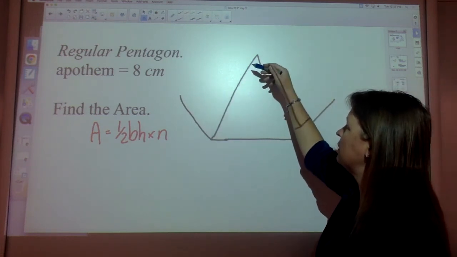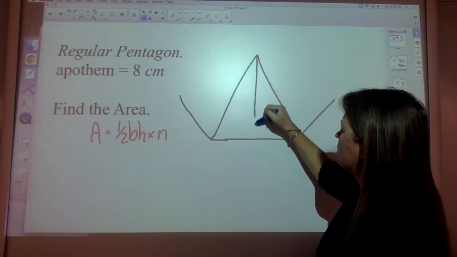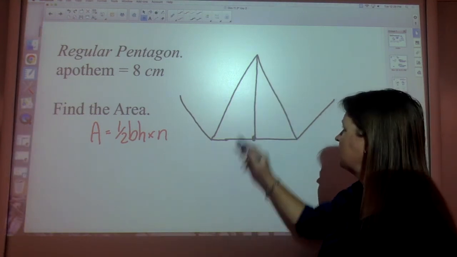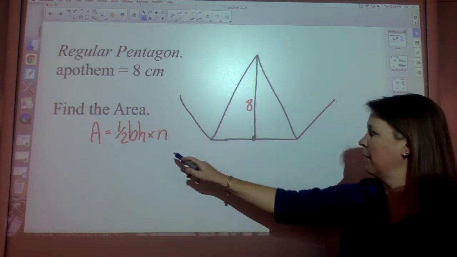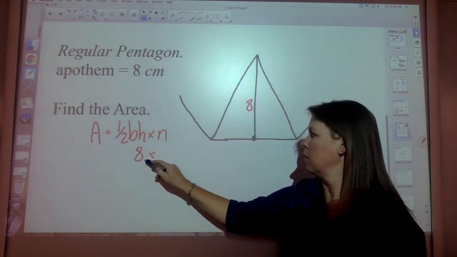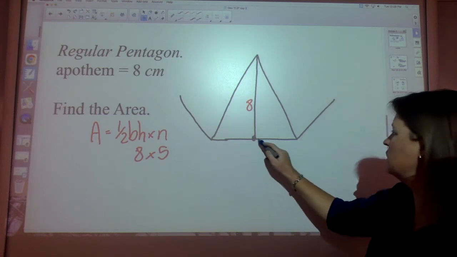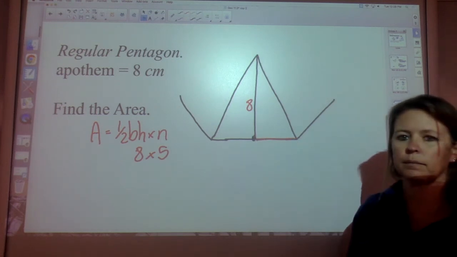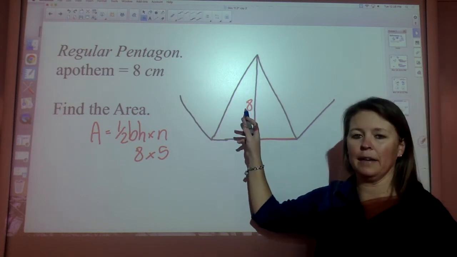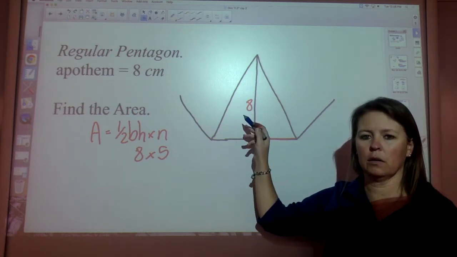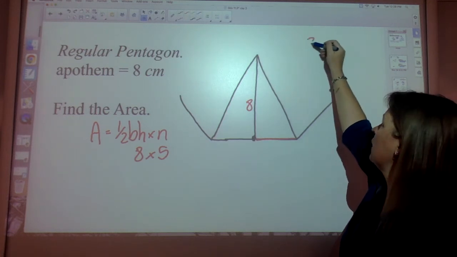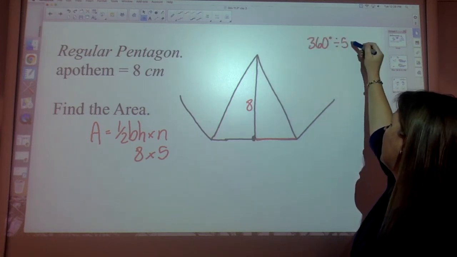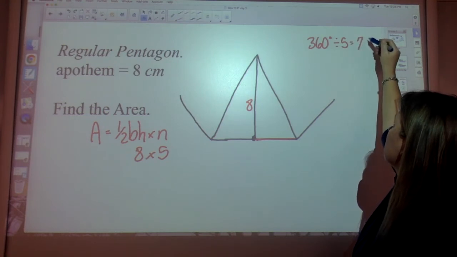There'll be 5 sides. If the only thing that we know is that this apothem, which is the height of a triangle, is 8, we now have the height. And we know that there's 5 sides, but we do not have 1/2 the base. We're looking for 1/2 the base. One side is not enough information. We're going to need a degrees. So we need a central angle up there. 360 divided by 5 is 72 degrees.